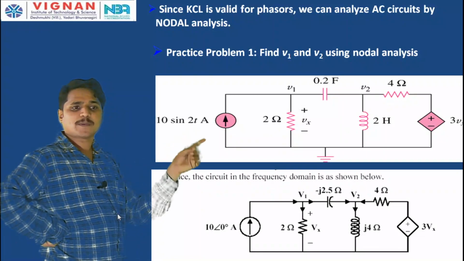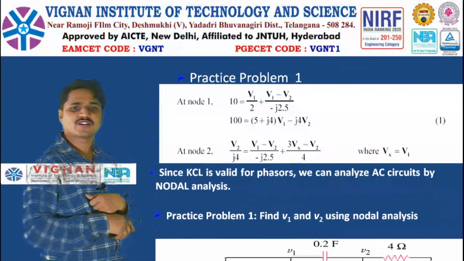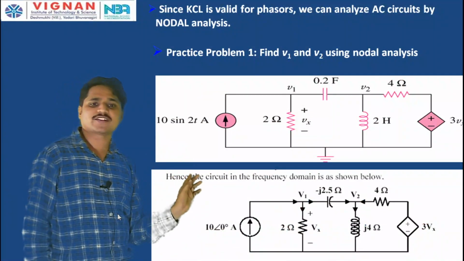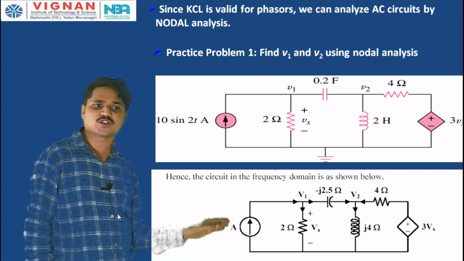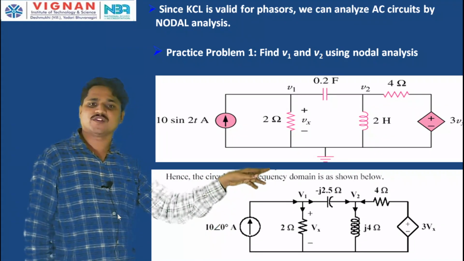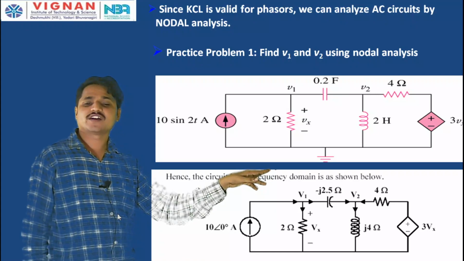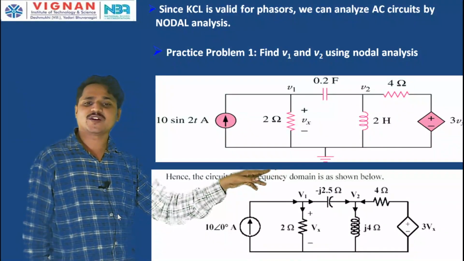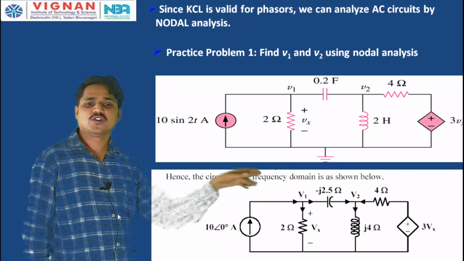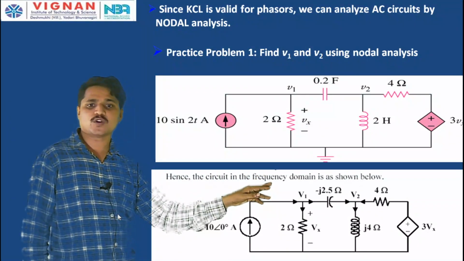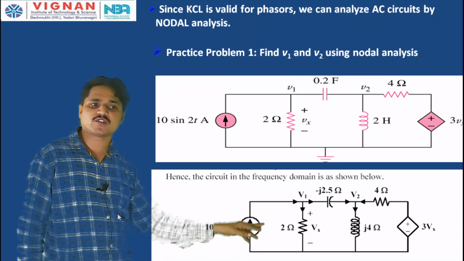Now, I want to apply the Kirchhoff current law at V1. What is the current here? 10 at an angle 0 current is coming to this junction V1. According to the Kirchhoff current law, the algebraic sum of the currents entering any node is equal to the currents leaving that node. So, 10 at an angle 0 is coming to the node. What is the current flowing through the 2 ohm resistor?